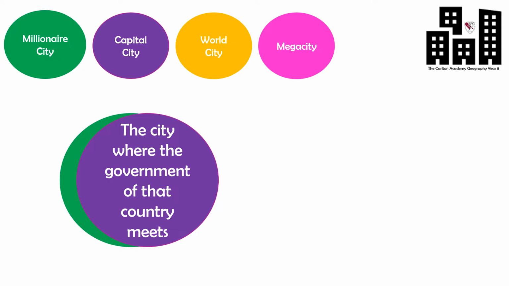A good example would be in Brazil. So Sao Paulo and Rio de Janeiro are by far bigger cities than Brasilia, which is the capital of Brazil. So the capital is generally where the government meets.